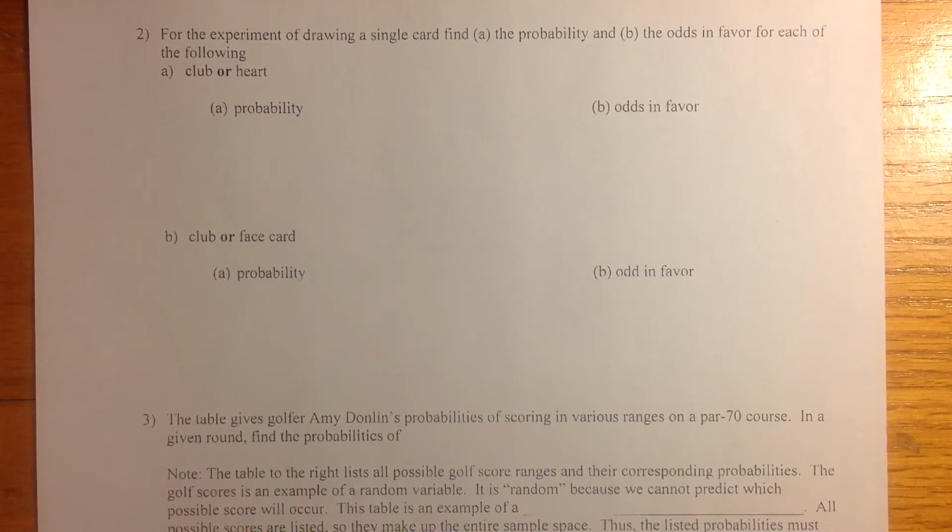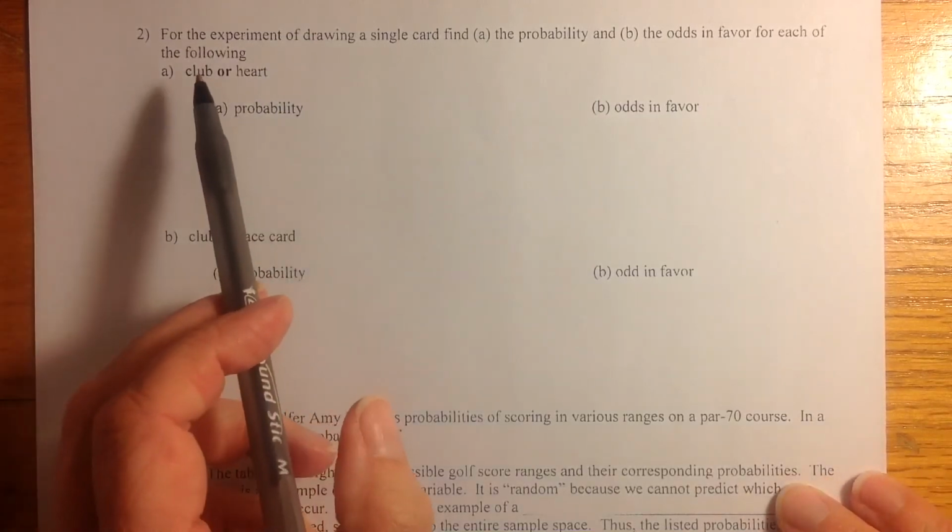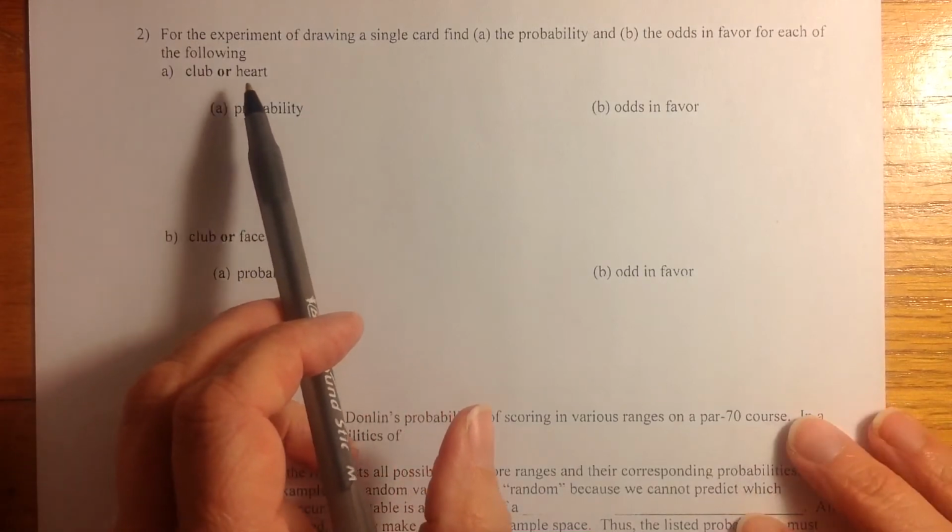All right, let's try some more. So for the experiment of drawing a single card, find the probability and then find the odds in favor for each of the following. So let's say that you draw a single card and it can either be a club or a heart. Well, again, the idea of or, you got to ask yourself, can those occur at the same time? Now, those are two different suits. And you either draw a club or you draw a heart.